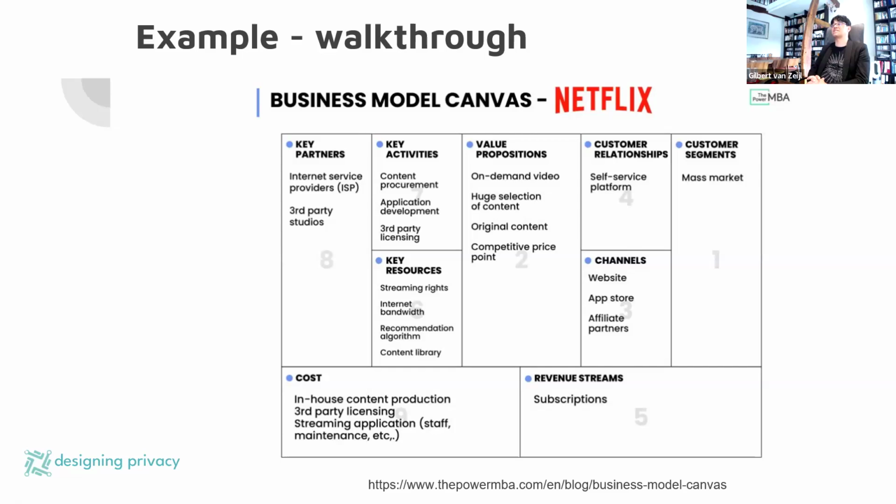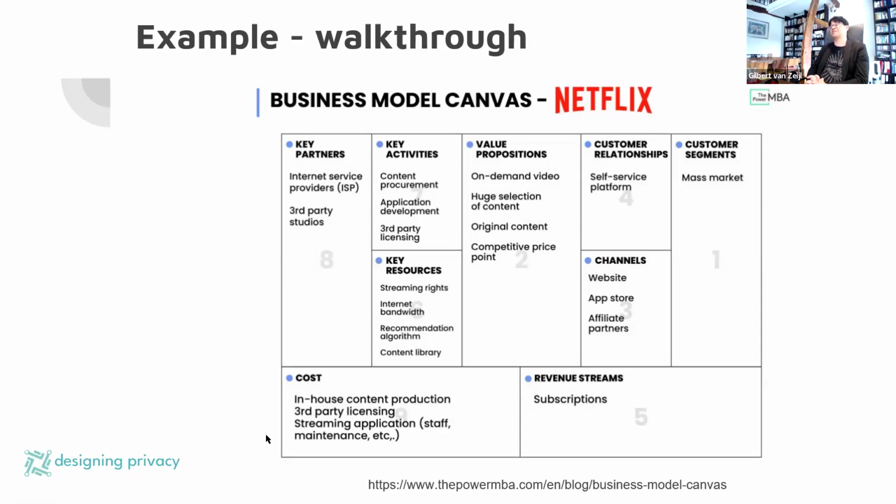So it's time to put in examples. Yes, it's time for what we promised, some examples. Well, we look at the example of Netflix. Somebody filled it in, it's very nicely done. You see in the middle the value proposition: on-demand video, selection of content, original content, competitive price. And who is our market? It's the large mass market, end consumers. That's important also. And of course, you see the other side: the key activities, cost and revenue streams. How are you doing this?